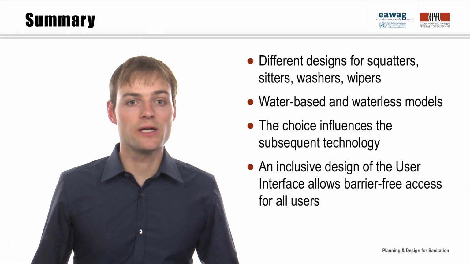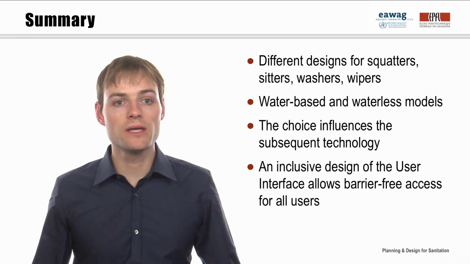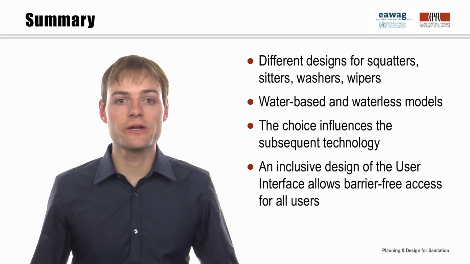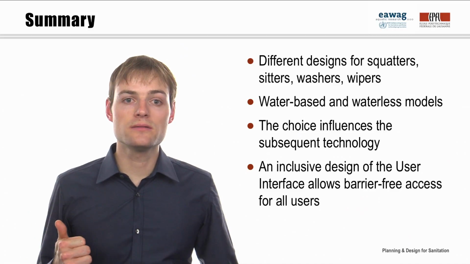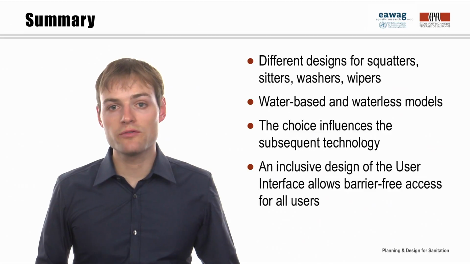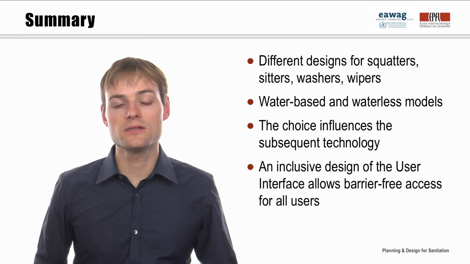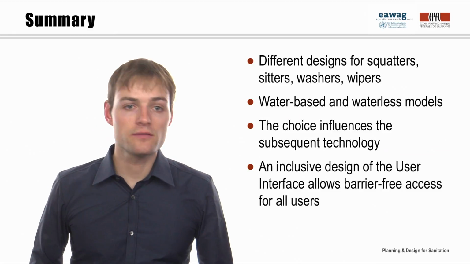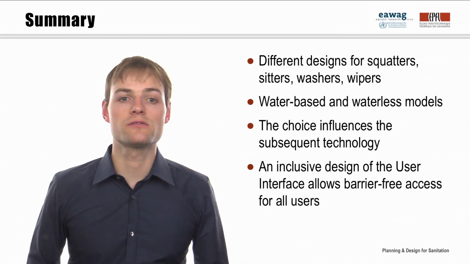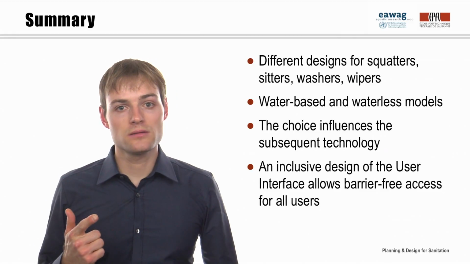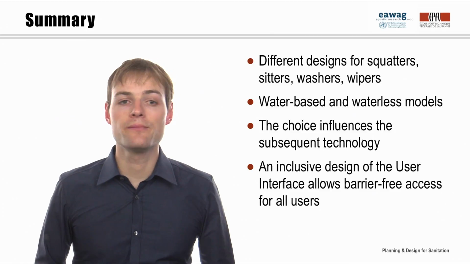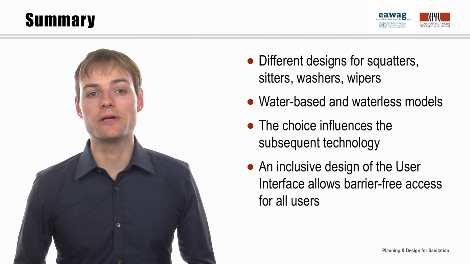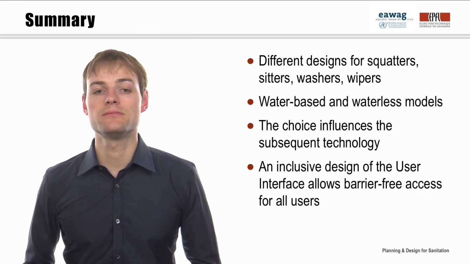In the last few minutes, we have gone through a variety of designs through which people access a sanitation system. To sum it all up, I would like to highlight 4 key points. First, different designs have been developed for different user preferences and habits, such as squatting and sitting toilets, as well as options which allow the use of different materials for cleansing, such as water for washing or dry materials for cleansing. Second, there are 2 main types of interfaces: dry technologies that operate without water and water-based technologies that need a regular supply of water to properly function.